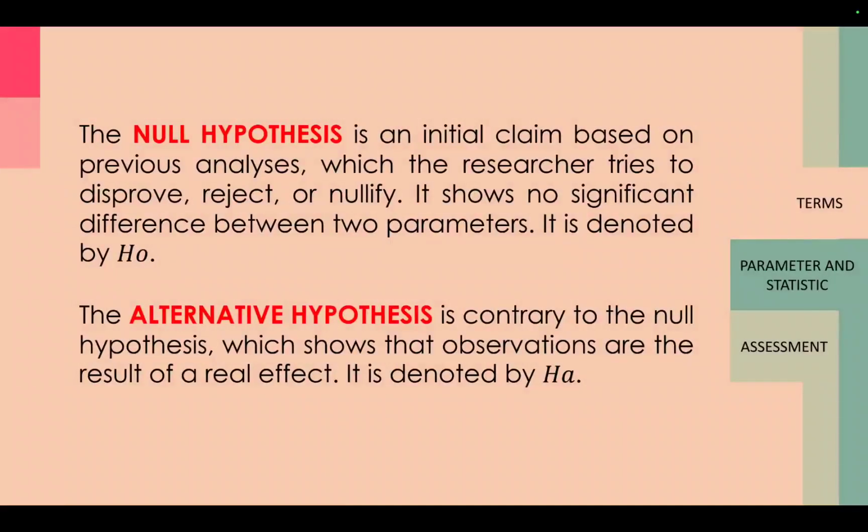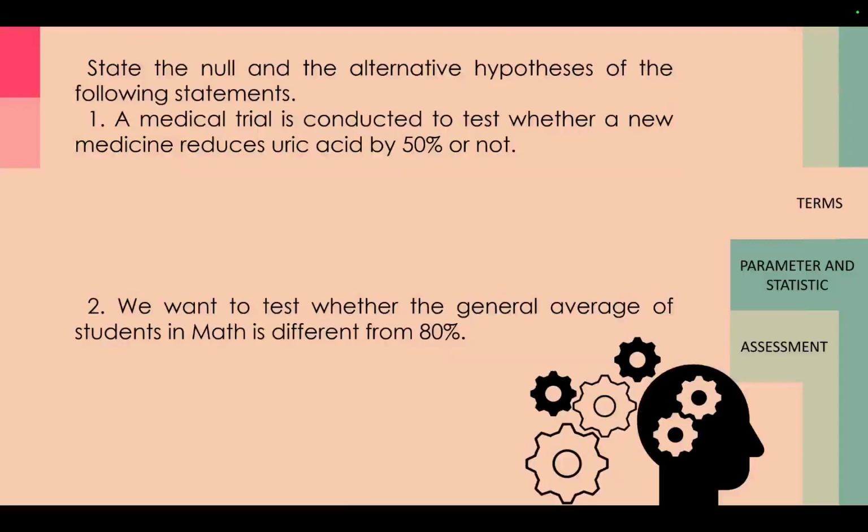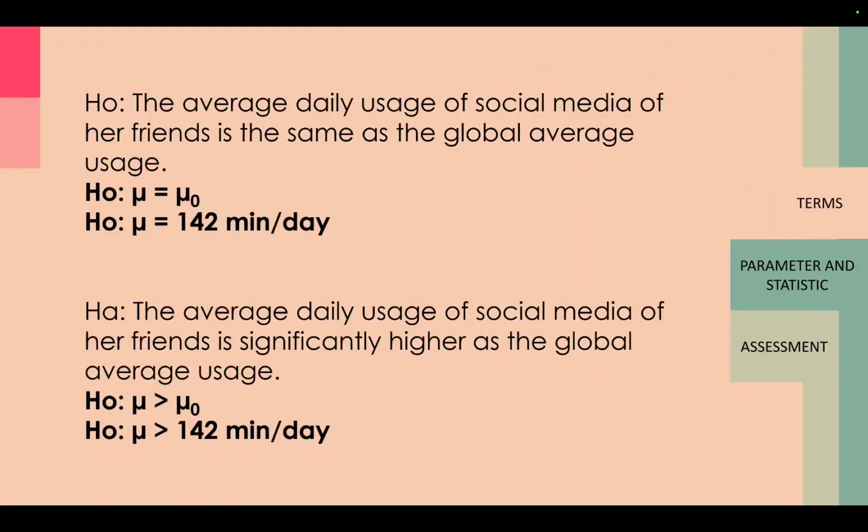We have two types of hypotheses that we need to have when we are testing. The first is the null hypothesis and the second is the alternative hypothesis. When you say null hypothesis, it is the initial claim based on previous analysis. It is the fact. Just like in the previous problem, it pertains to the daily average usage of social media of our friend being the same as the global average usage.